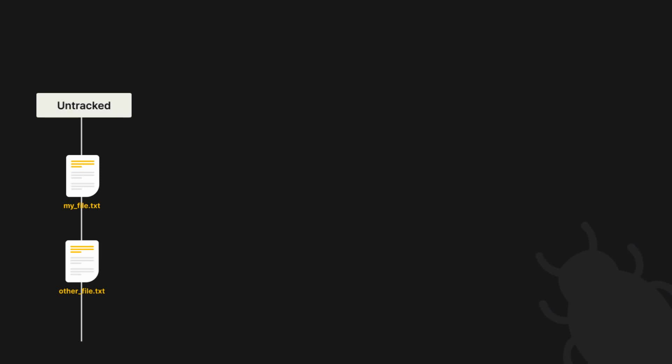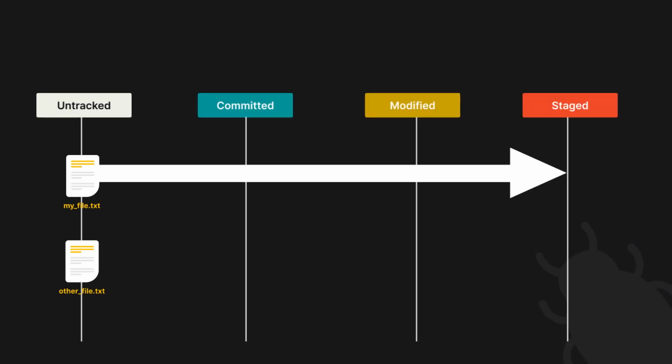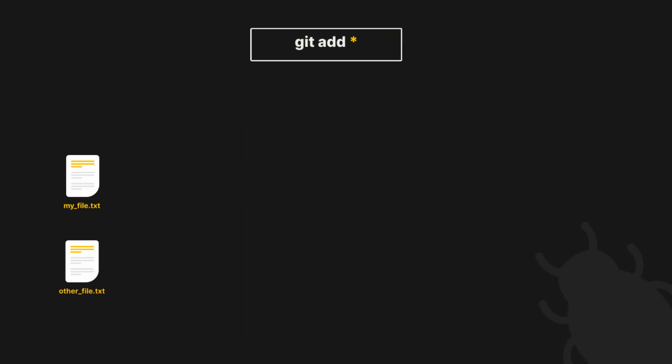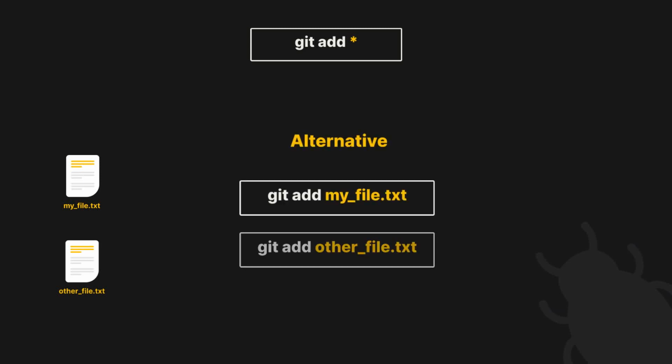We will start by adding the files to the staging area and changing the status of the files to the staged status with the command git add asterisk. Note that we use an asterisk at the end of the command. This means that we are adding all the files in this repository. An alternative would be to specify which file, for example, git add my_file.txt.